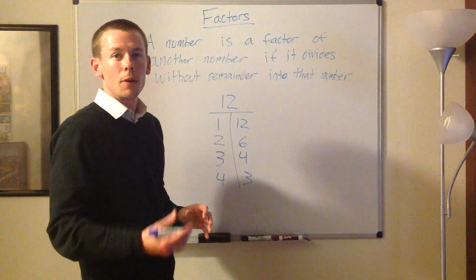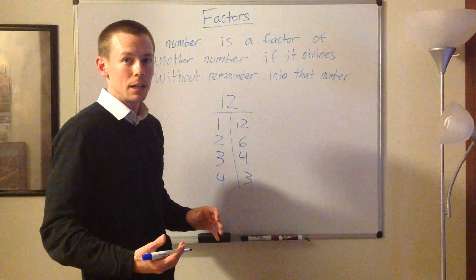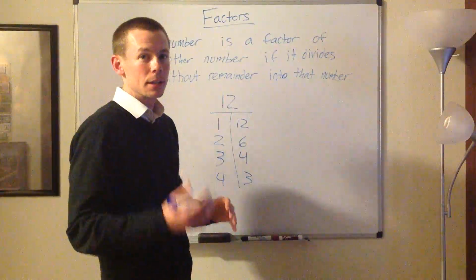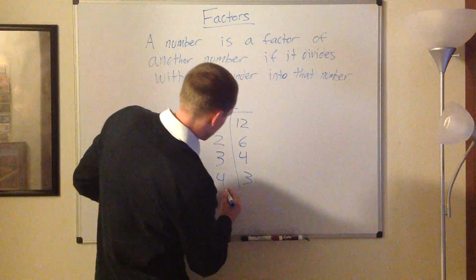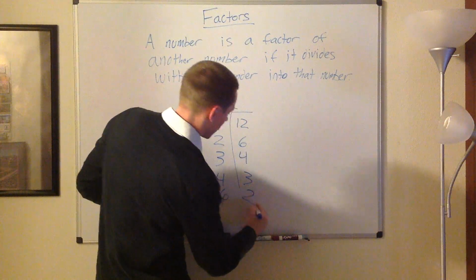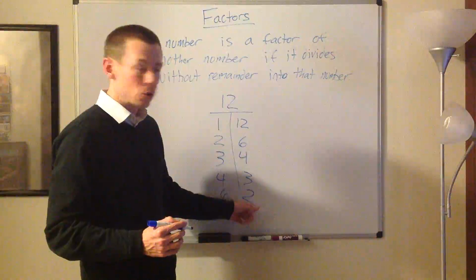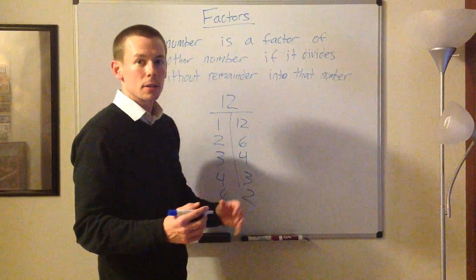5. Well, 5 times 2 is 10, and 5 times 3 is 15. So we can't multiply 5 by any whole number to get 12. What about 6? Well, yeah, there is 6, but again, that's partners with 2, and we already have that from here.